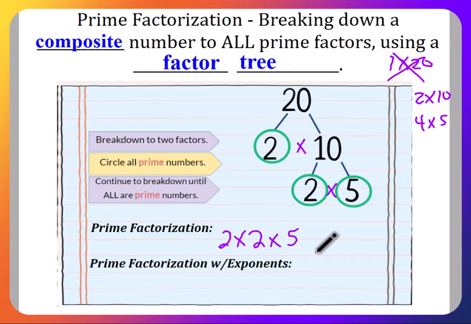Then we can rewrite that by putting the repeated multiplication in exponential form, writing it with exponents. So since there is repeated multiplication with the 2's, we're going to have a 2, it's repeated 2 times, so the exponent is a 2, times 5, and there's only one 5. So 2 squared times 5. Either way is correct. However, you should get in the habit of writing it in exponential form if you can.